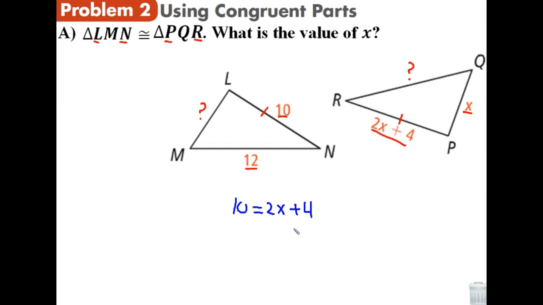Alright, solving that, subtract 4 from both sides, we end up with 6 is equal to 2x, and divide both sides by 2, we end up with x equals 3. Alright, so x equals 3, based on the fact that these two triangles are congruent to each other. Problem B is the same idea. I want you to take a second, pause the video, work through that problem, and then hit play to check your answers.